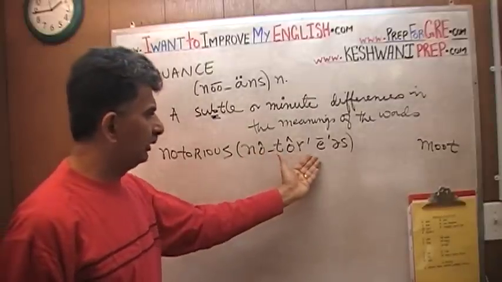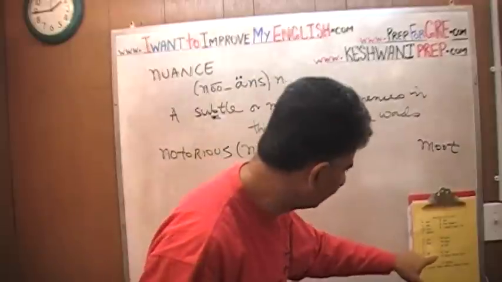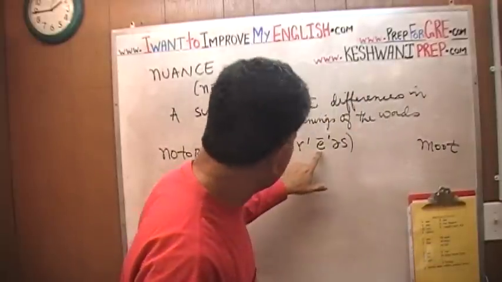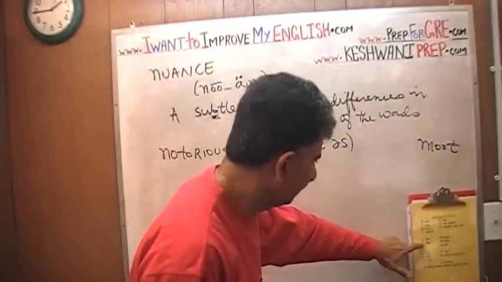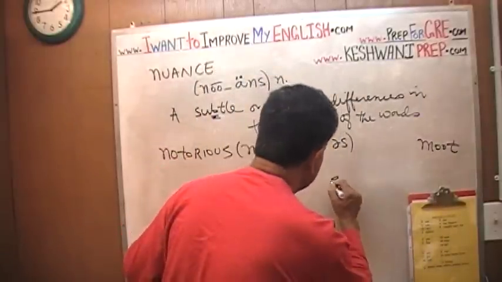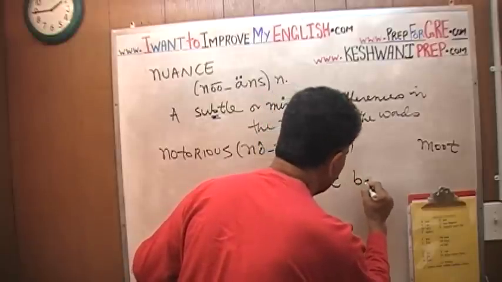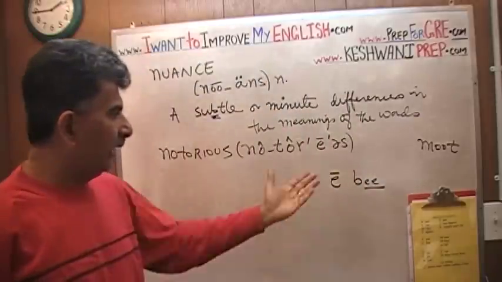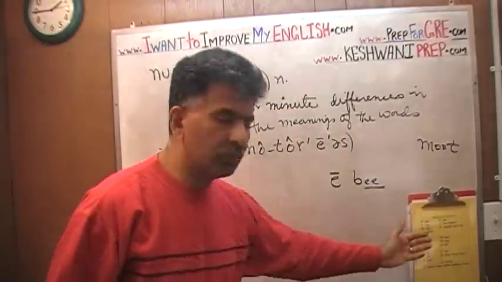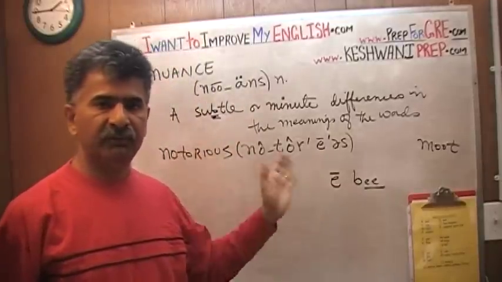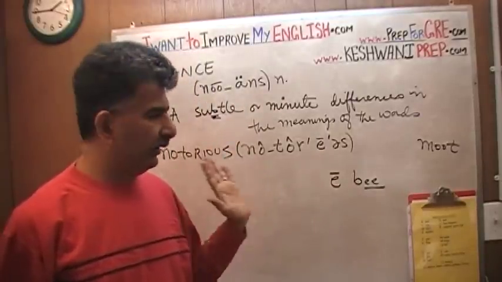Notorious. Right here is this part, the E with this line right here, as in B. See, that's how it's pronounced. This E here has the same sound as in B. I will not do this pronunciation thing and point to it every single time, maybe the first few times in the first few days, and after that I'll stop.